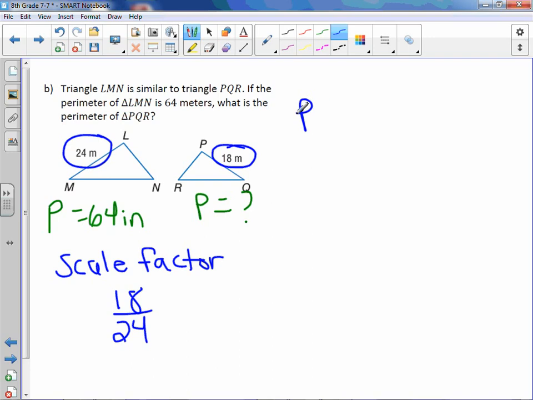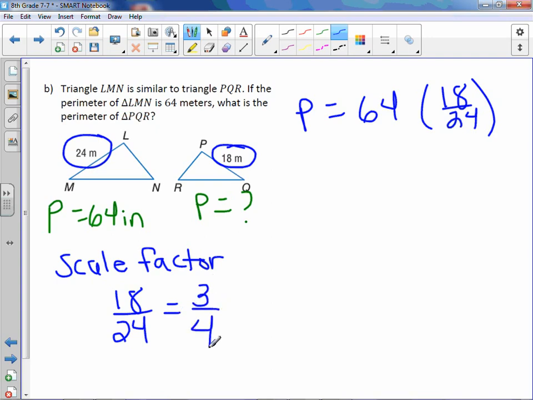So to find our new perimeter, we take the perimeter of our old figure, or the figure we know, and multiply it by the scale factor of 18 over 24. Going back to the scale factor, we can reduce it here. 18 over 24 is divisible by 3, actually divisible by 6. When we divide by 6, we can reduce it to 3/4. It'll make multiplying a little bit easier, so I'm going to change this to a reduced fraction.